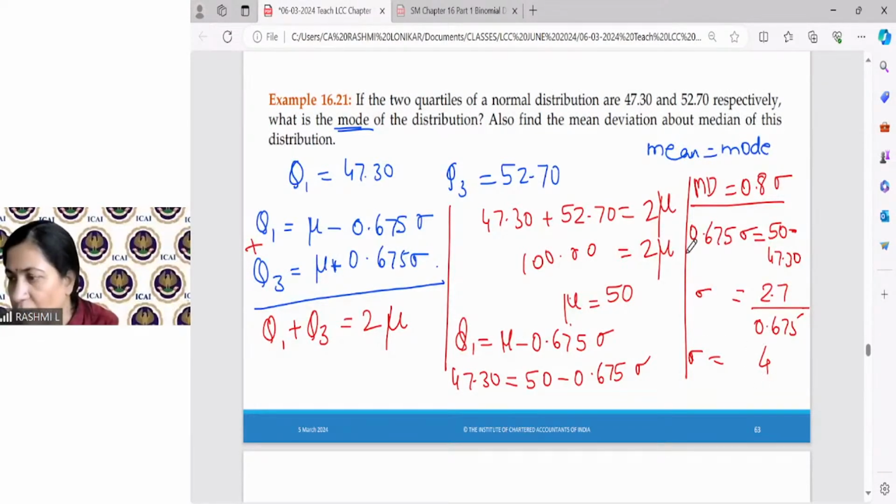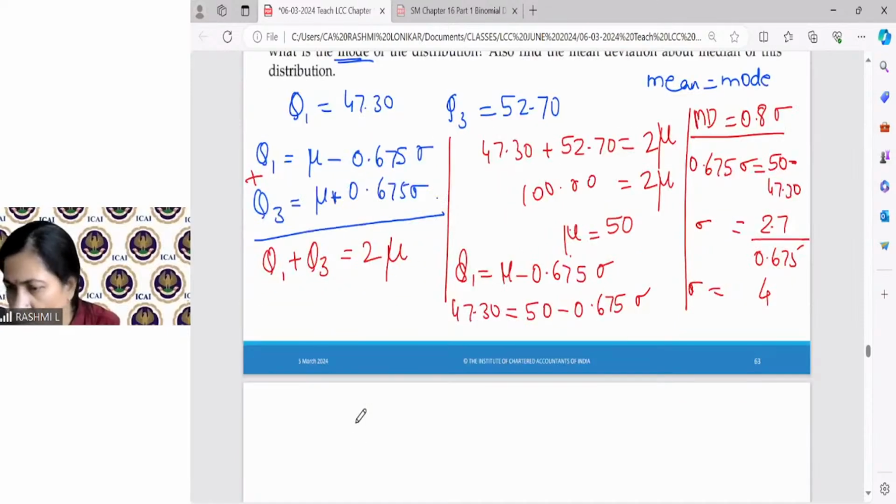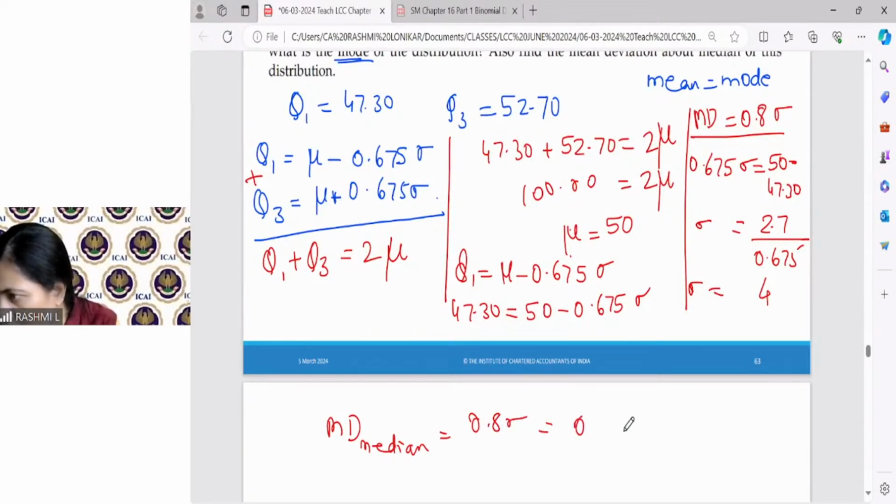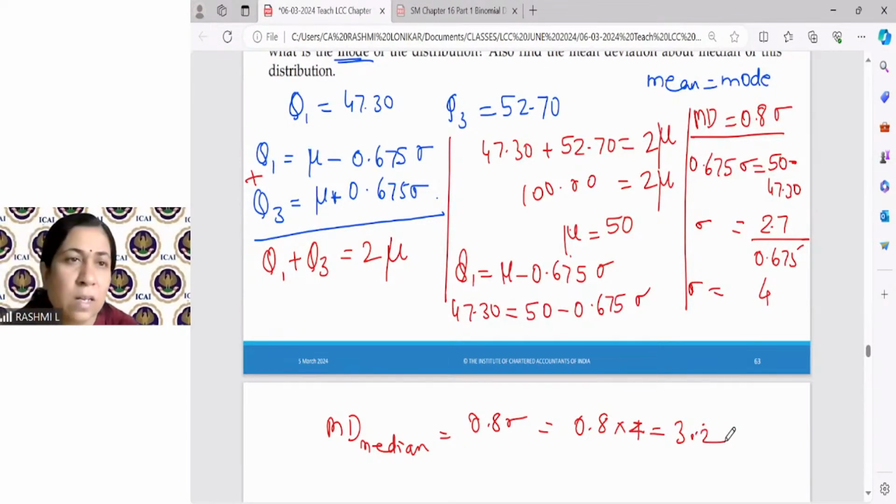Now I've got sigma. Now what do I need? I need the mean deviation. The mean deviation about the median is equal to 0.8 times sigma, which is 0.8 into 4, which is equal to 3.2. Is that clear? Yes, very good.